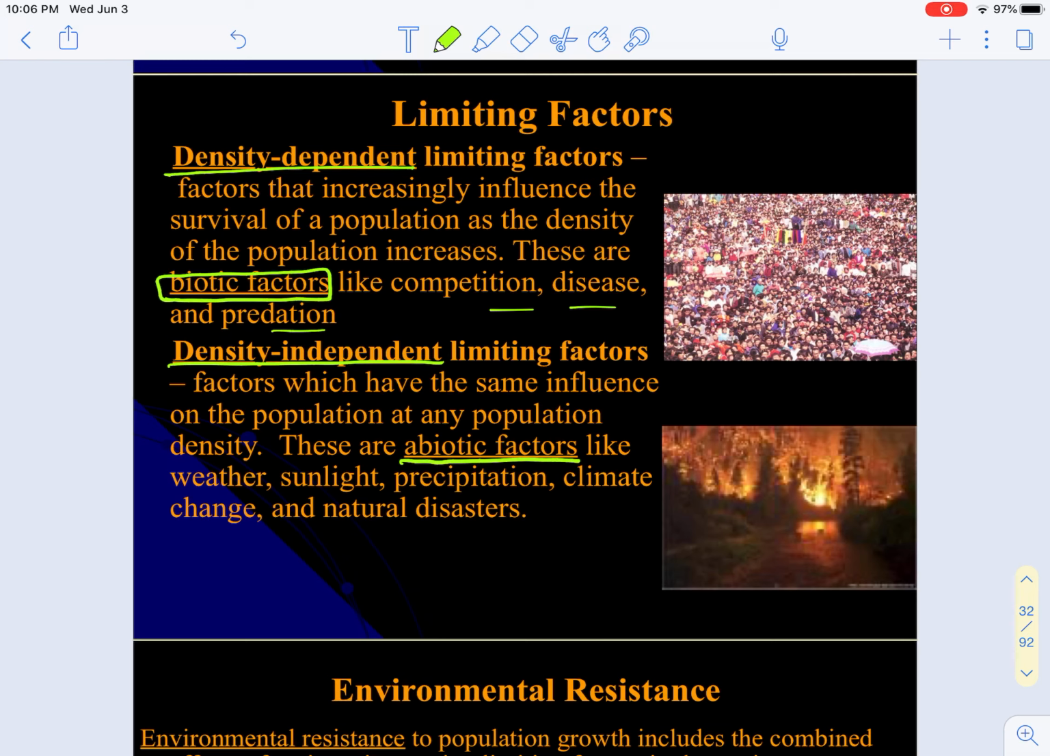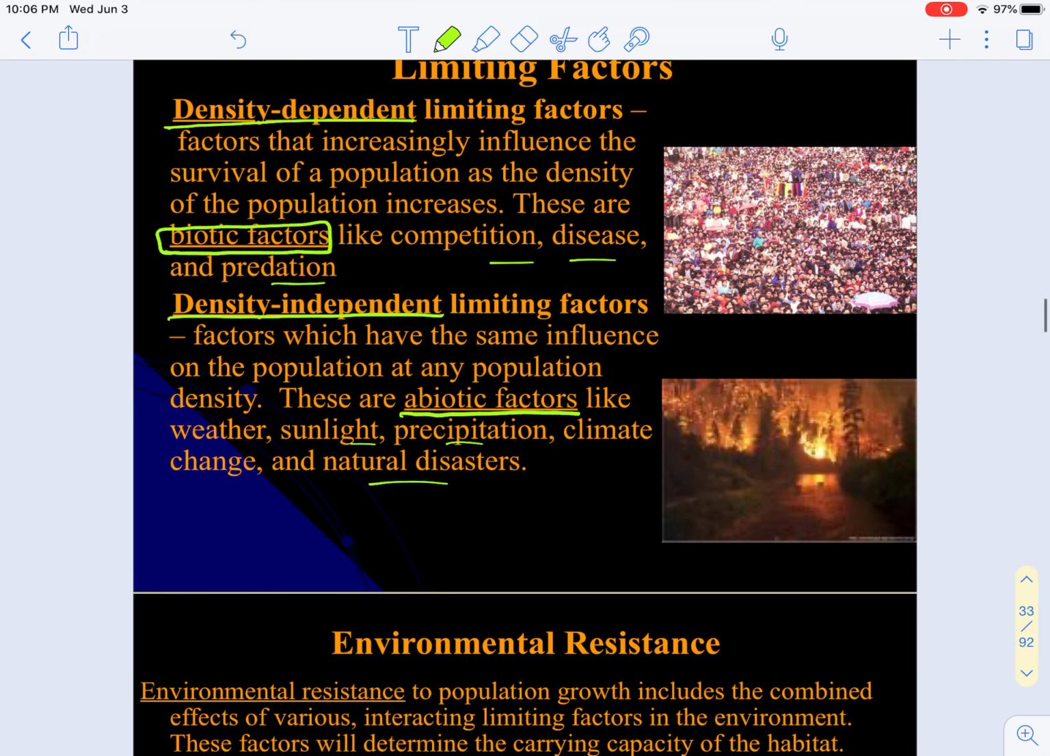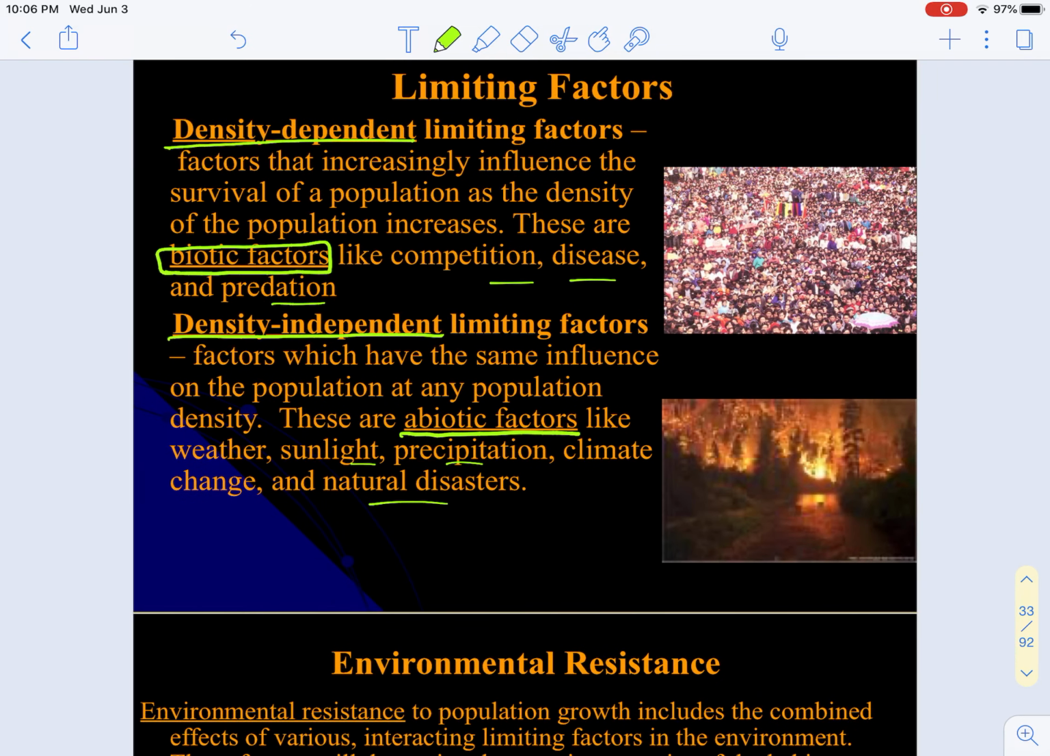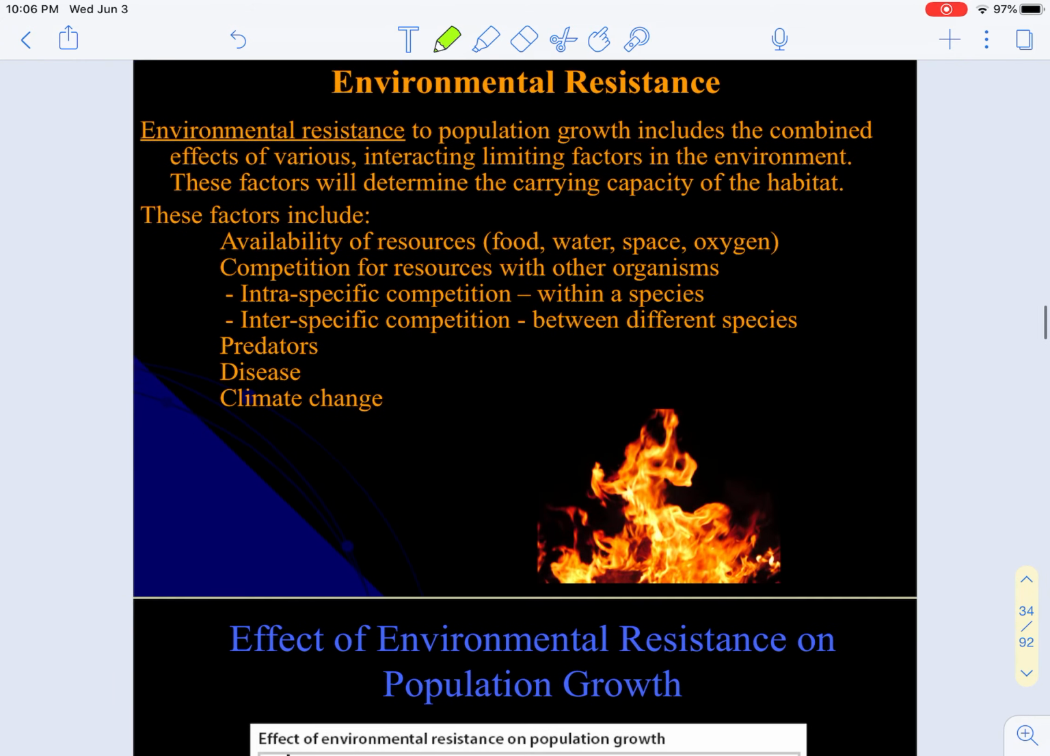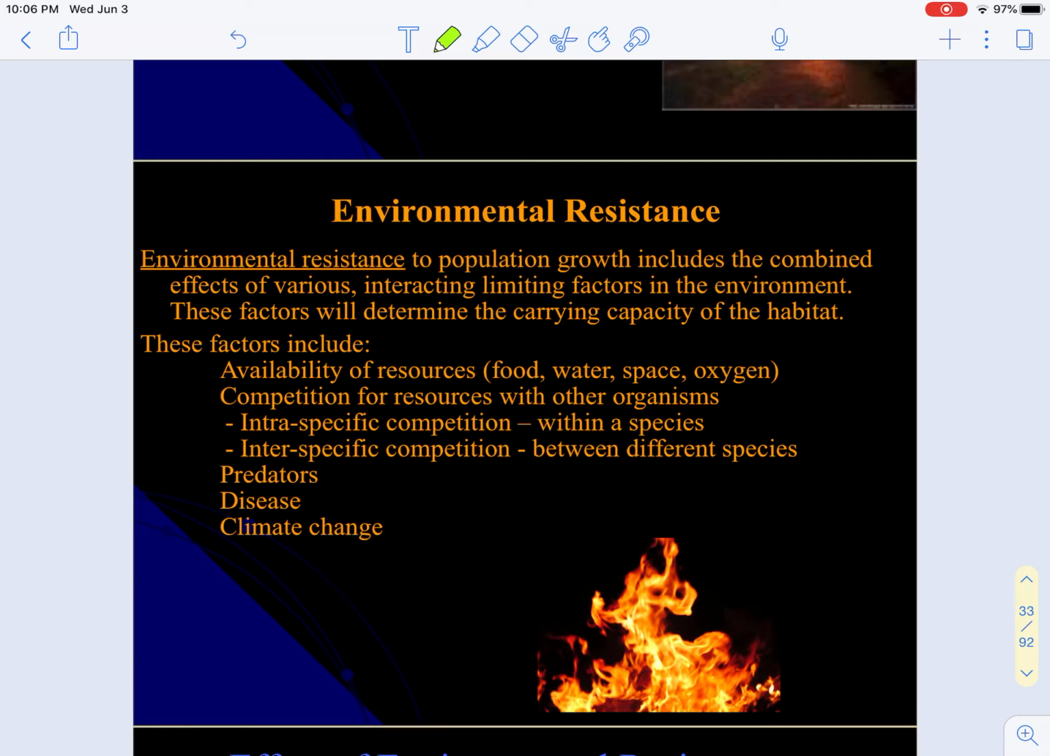Density independent factors are abiotic factors that will get everybody no matter if they're dense or not. So density independent, abiotic, like the rain storm that will fall no matter if it's dense or not, or the fire that will whip through the forest, whether it's got a few trees or densely packed. So these abiotic factors like the sun, the precipitation, natural disasters do not change because of the density. So density dependent, biotic things; density independent, abiotic things.